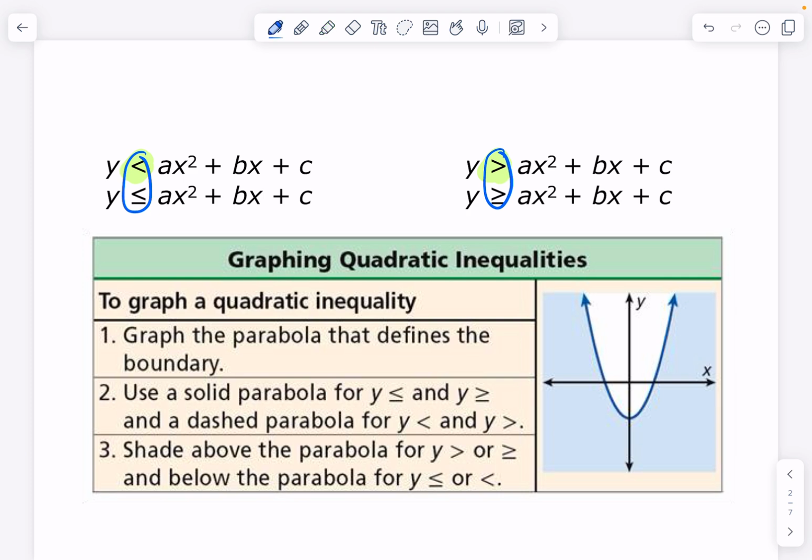And always remember you can always test a point. A good test, as long as the point isn't on the graph, is to test the point 0, 0 to see if it makes the inequality true or false. Because what you're doing when you're shading is you're giving me all of the possible answers. I don't think a lot of students realize that, and really, when I taught it, I didn't realize that.